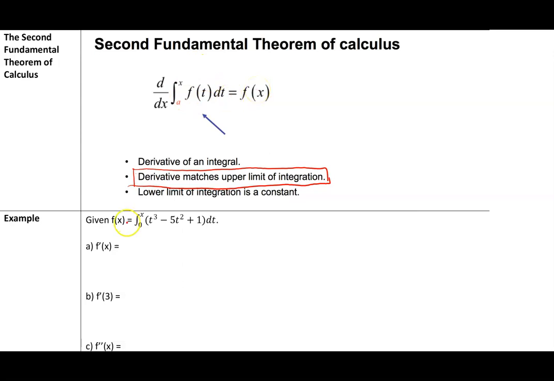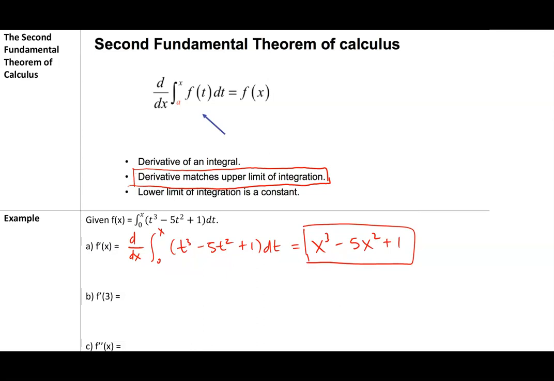So for example, if we're given F of x equals the integral from 0 to x of t to the third minus 5t squared plus 1 dt, we want to find F prime of x. So what is F prime? Well, F prime is the same thing as the derivative, that's just d dx of the integral from 0 to x of t cubed minus 5t squared plus 1 dt. And according to this theorem, because we're taking the derivative with respect to x, and the upper limit of integration is also x, the derivative of the integral will just equal f of x, which means we're going to replace every t with an x. So that's x cubed minus 5x squared plus 1. That'll be your F prime of x.